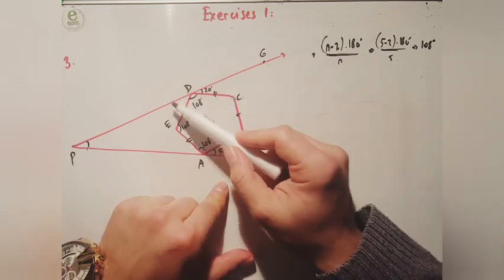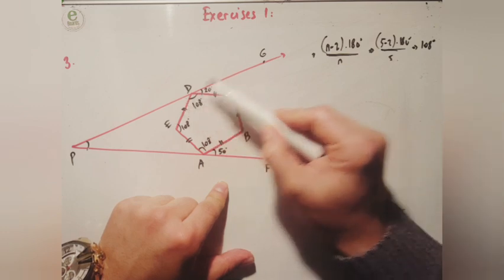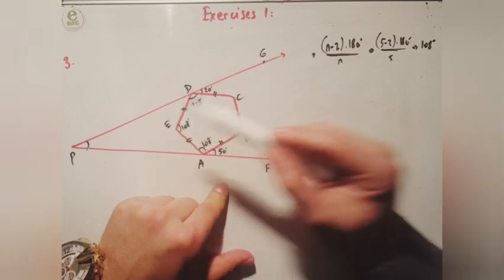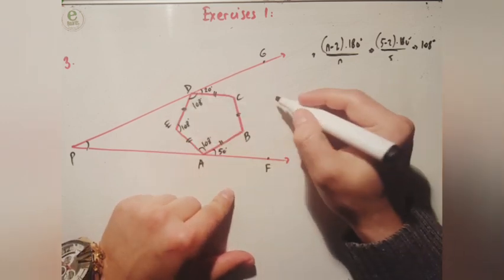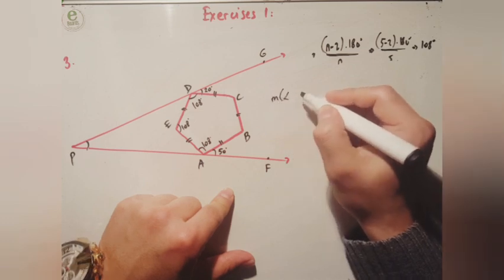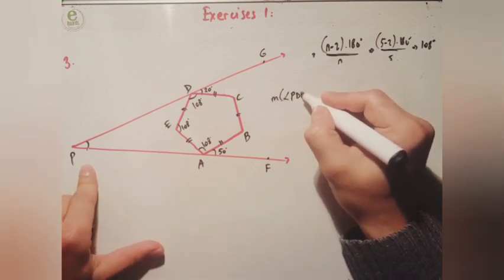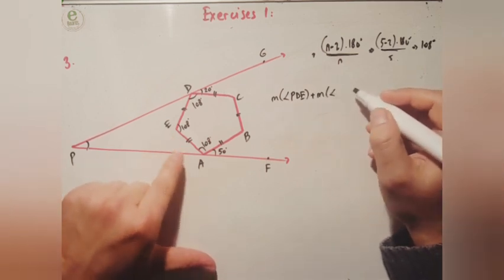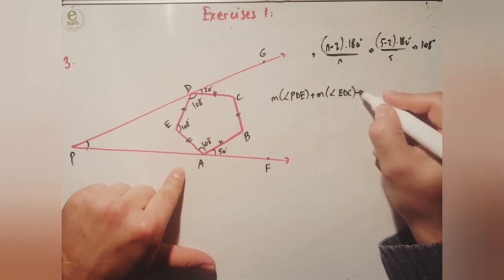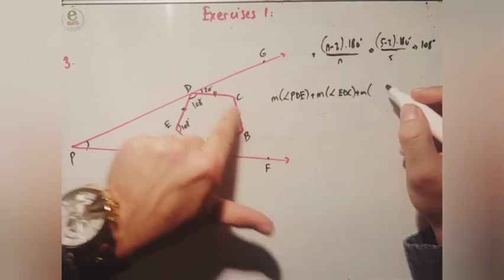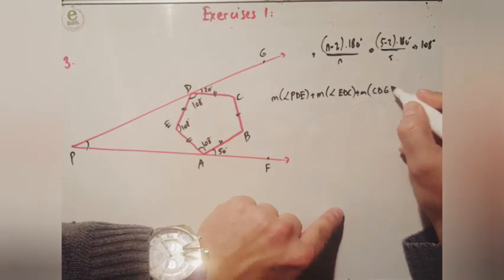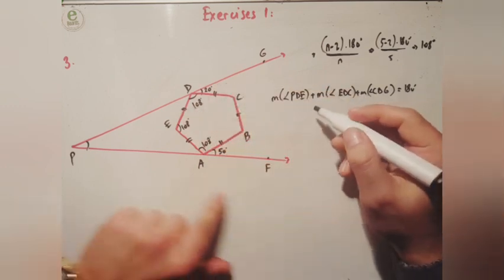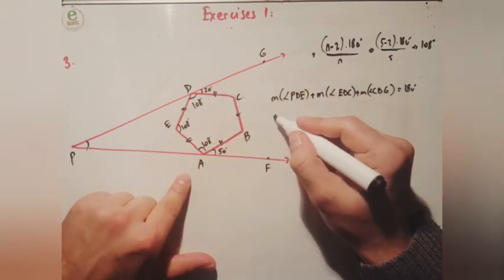And we have here the straight angle: the measure of CDG, the measure of CDE, and the measure of EDP make a straight angle. So we say the measure of angle PDE plus the measure of angle EDC plus the measure of angle CDG is equal to 180 degrees. They are straight. So we don't know the measure of PDE.